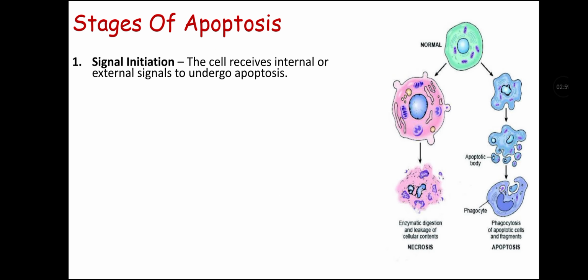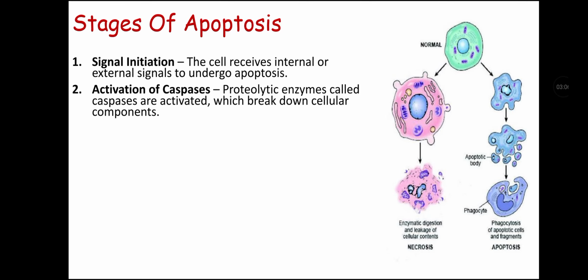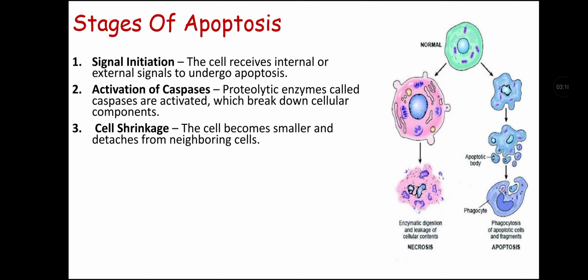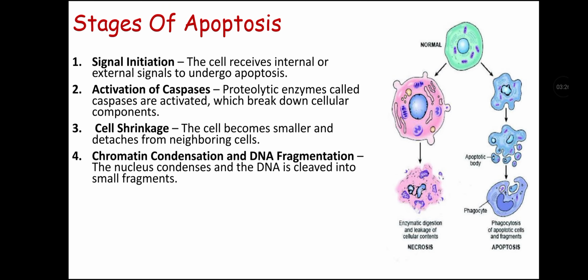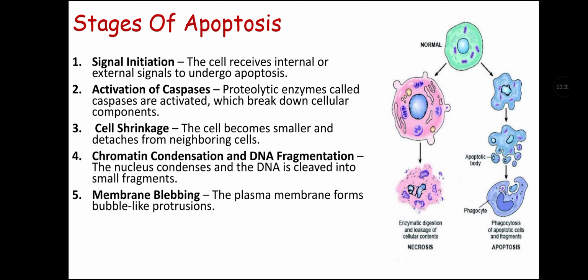Stages of apoptosis. First stage is signal initiation, when the cell receives an internal or external signal to undergo apoptosis. Second step is activation of caspases, when proteolytic enzymes called caspases are activated, which break down cellular components. Third stage is cellular shrinkage, when the cell becomes smaller and detached from neighboring cells. Fourth stage is chromatin condensation and DNA fragmentation, when the nucleus condenses and DNA is cleaved into small fragments.